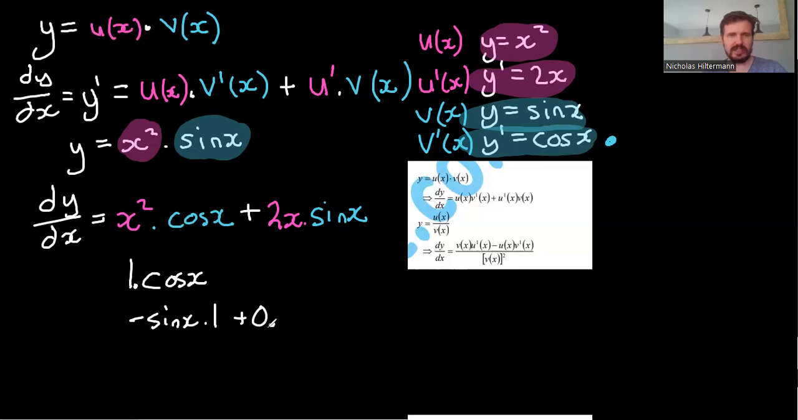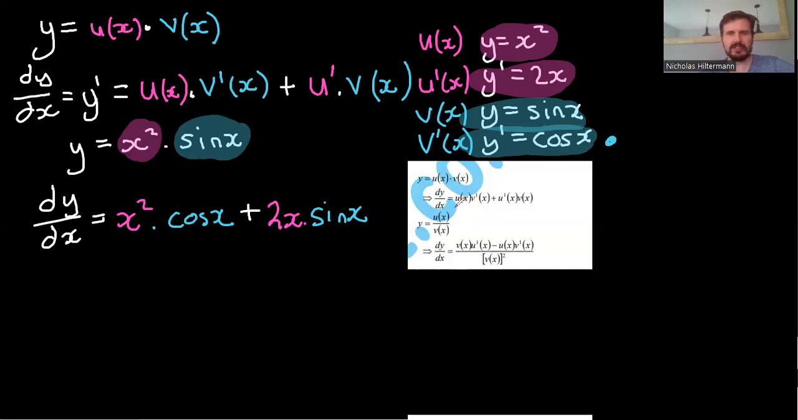So the product rule is in everything you do, but it's not needed unless you have two kind of complicated things multiplied by each other, like an x squared or an x cubed times a tan x or something like that.